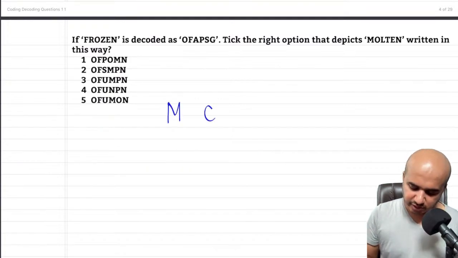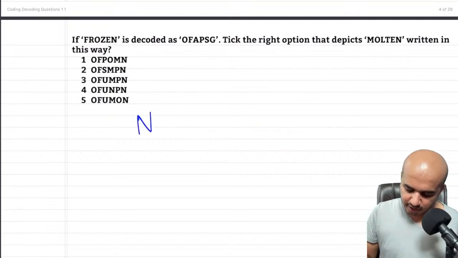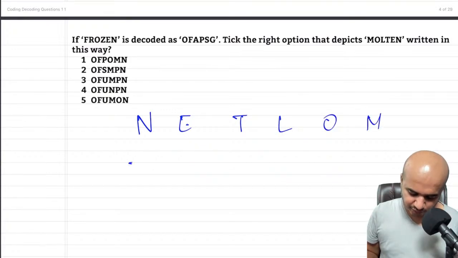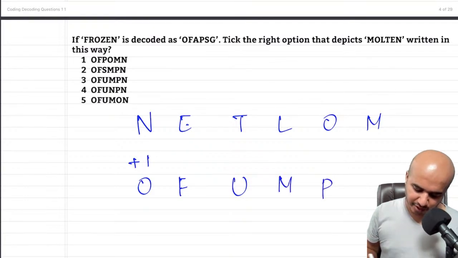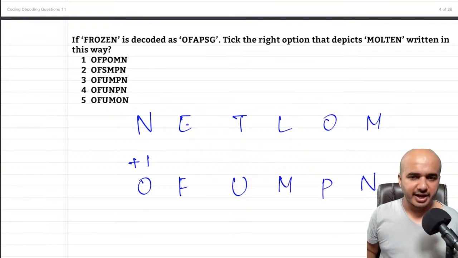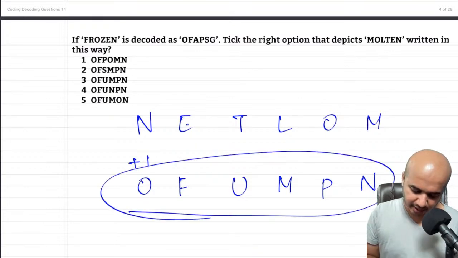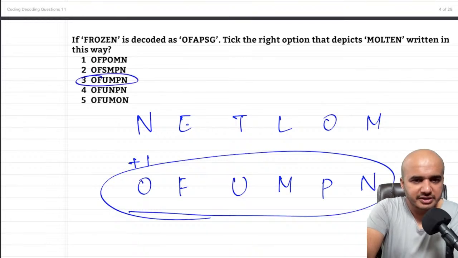Let me write in reverse only. NETLOM, and O plus 1 would be O, plus 1 for E would be F, TU, LM, OPMN. So OFUMPN would be the answer. OFUMPN is in fact the third option. So third option is the right answer in this case. Moving on.